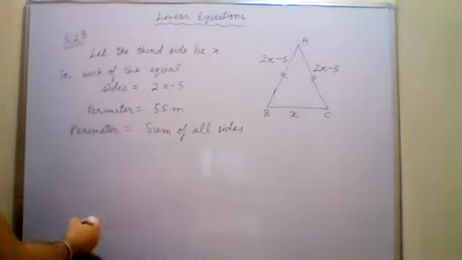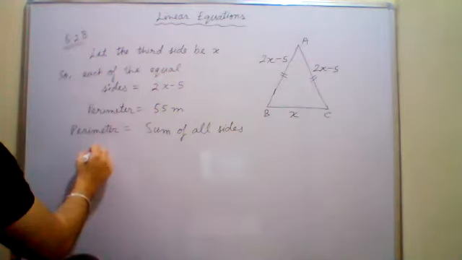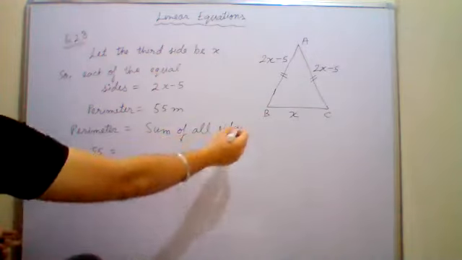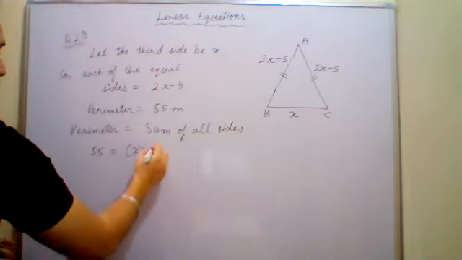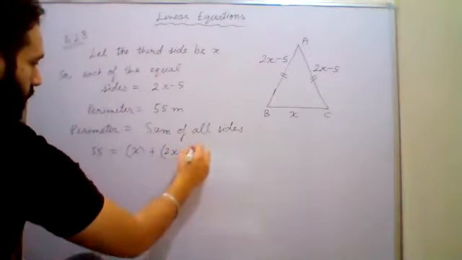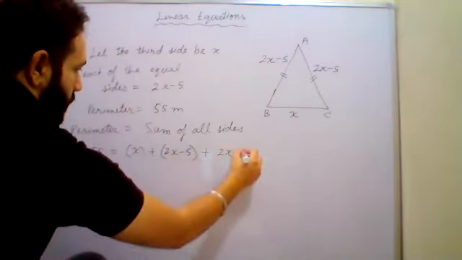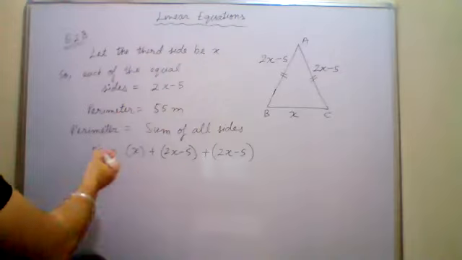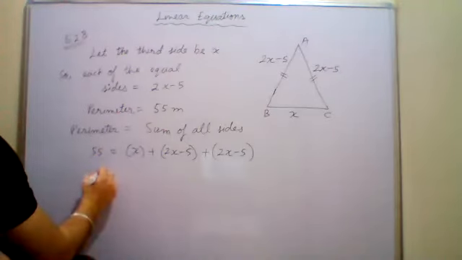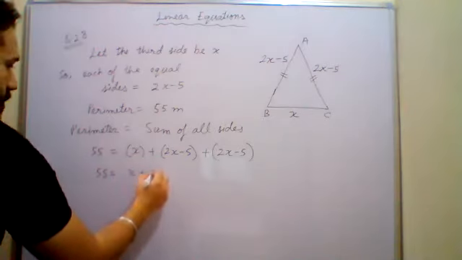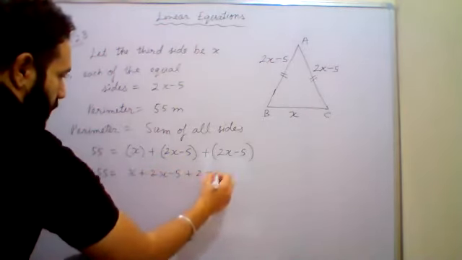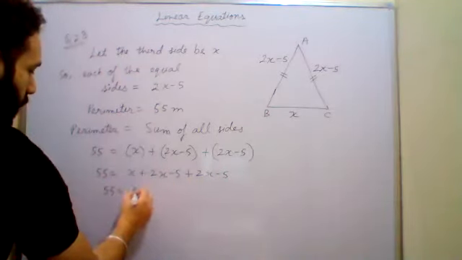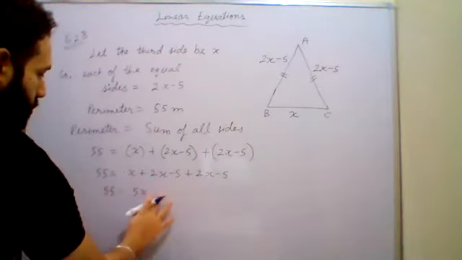Now, what is the perimeter? It is given 55. We will use it here. 55. And what are the sides? The first side is x. Second is 2x minus 5. And the third one is also 2x minus 5. So these are the three sides of the triangle. You have got the equation. Now let us solve it. 55 is equal to x plus 2x minus 5 plus 2x minus 5. 55 equals x plus 2x plus 2x, so 5x, minus 5 minus 5 is minus 10.